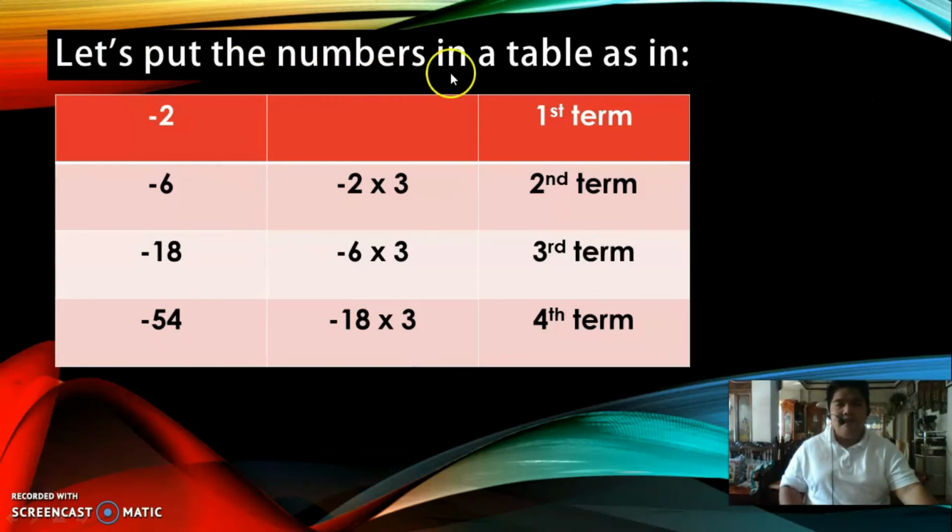Let's put the numbers in a table as in negative 2 as your first term, negative 6 as your second term, and that is actually negative 2 times 3. For the third term, it's negative 18, and that is actually negative 6 times 3. And the fourth term is negative 54, that is actually negative 18 times 3.